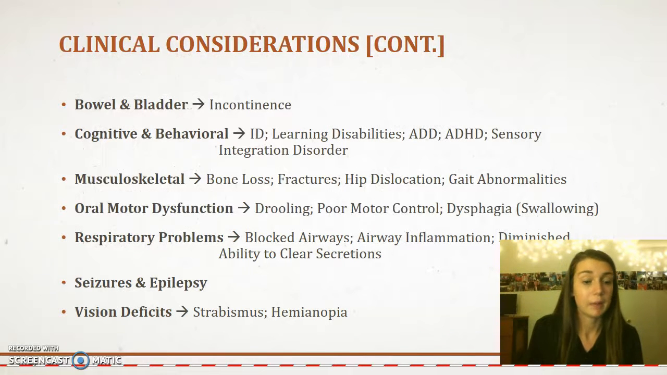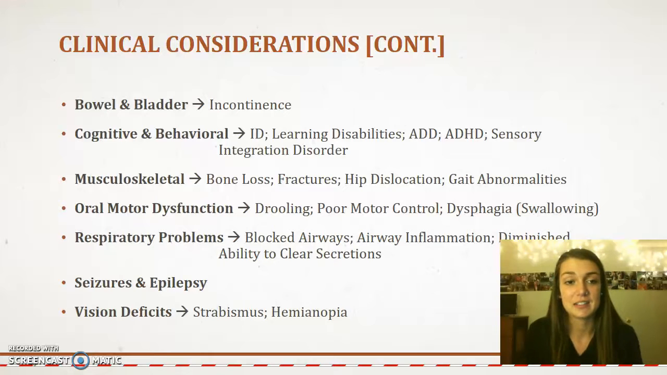They have bowel and bladder issues. They have incontinence. 2/3 of individuals with CP also have an intellectual disability. So if you're working with someone like that, you have to make sure that you break down the steps and really demonstrate each exercise the way you want them to do it. So they can have learning disabilities, ADD, ADHD, and sensory integration disorder. They have some musculoskeletal problems like bone loss, fractures, hip dislocations, and gait abnormalities, which can increase and cause a scissor gait.